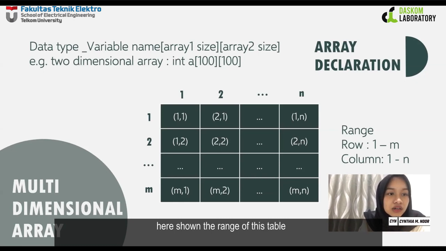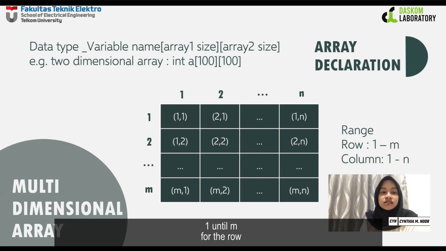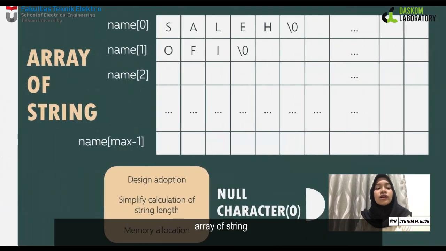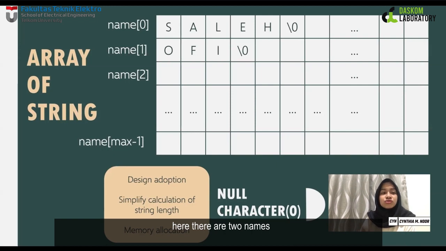Here is shown the range of this table, 1 until m for the row, 1 until n for the column. And now let's jump into the last material, array of string. Here there are two names, Saleh and Ofi, but there is something different from before, because there is \0. So what is it?